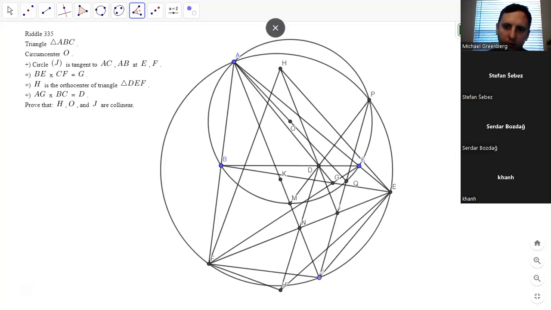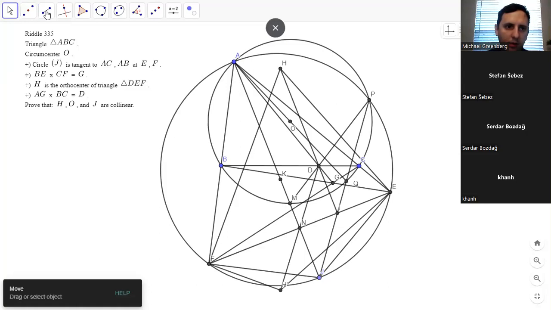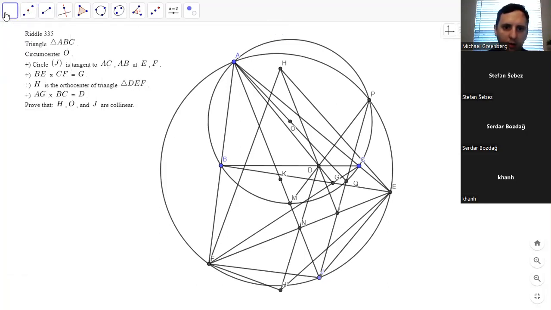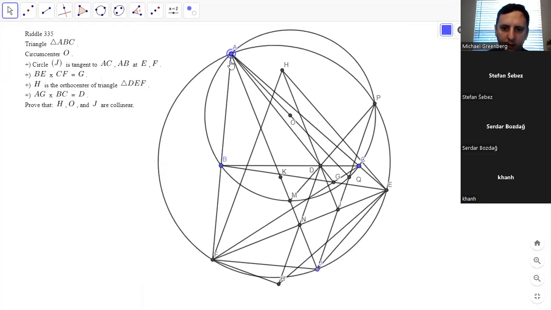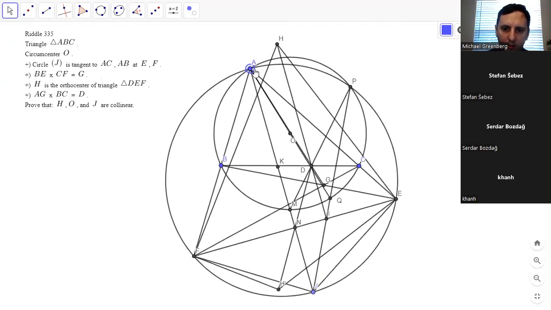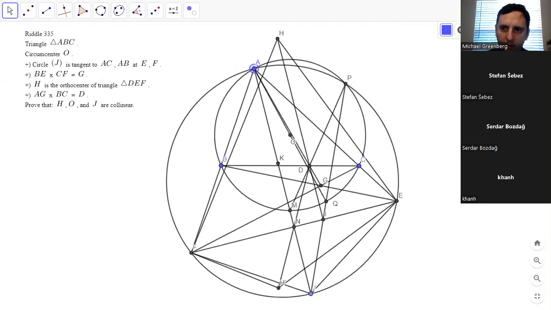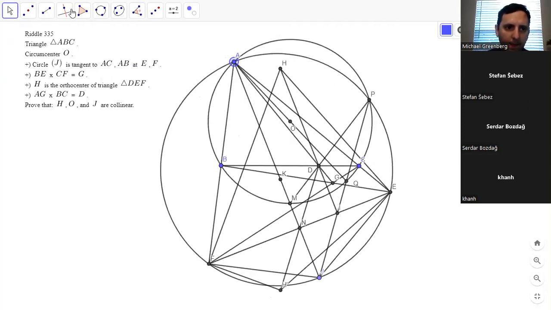Yeah. Are these two parallel? Let's see. Just move stuff around for a sec. I don't think so. Let's see. No.